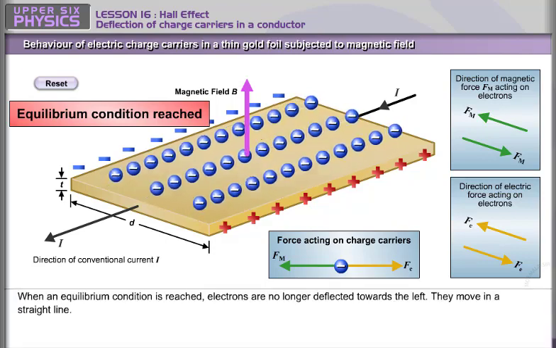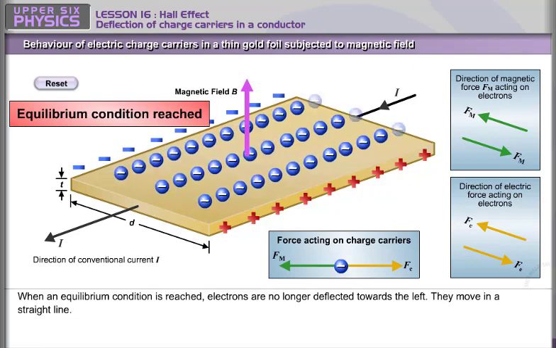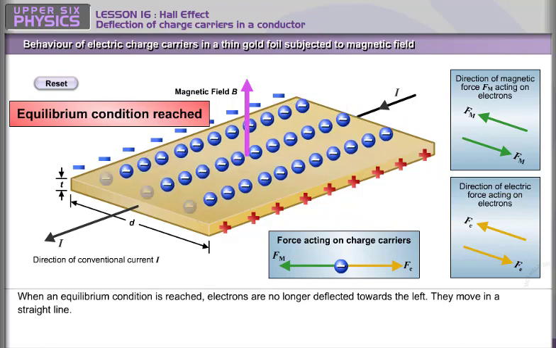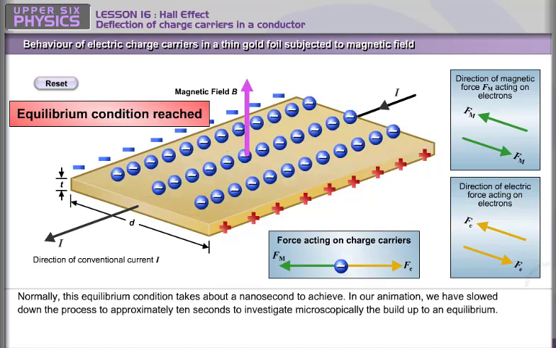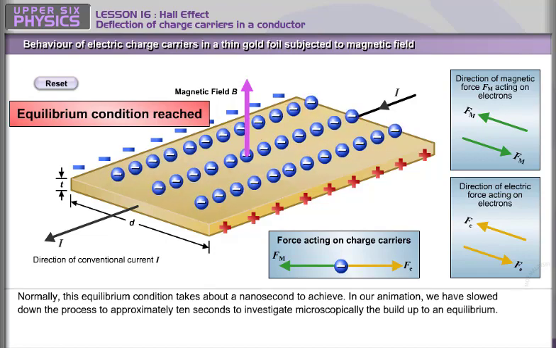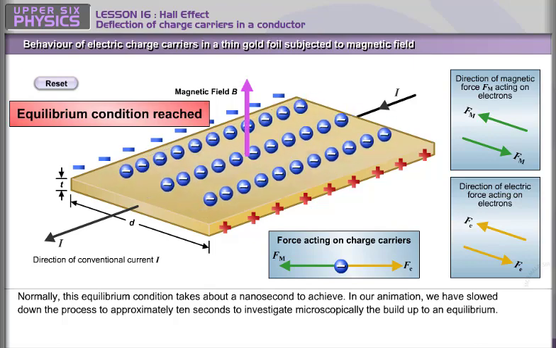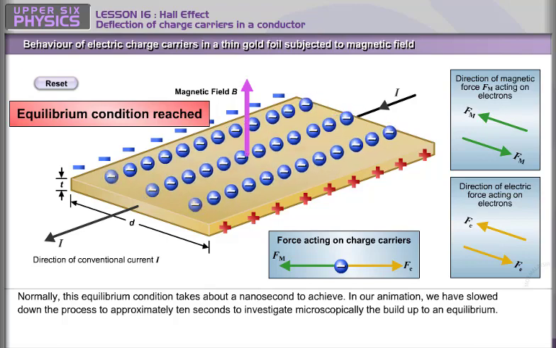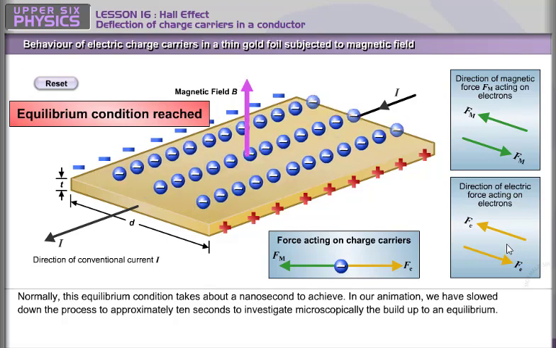When an equilibrium condition is reached, electrons are no longer deflected towards the left. They move in a straight line. Normally, this equilibrium condition takes about a nanosecond to achieve. In our animation, we have slowed down the process to approximately 10 seconds to investigate microscopically the build-up to an equilibrium.